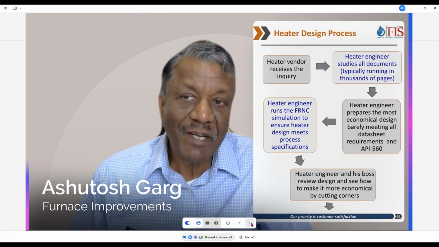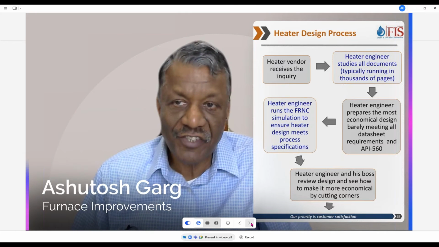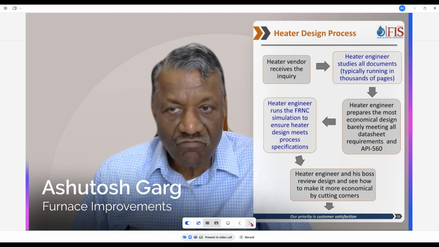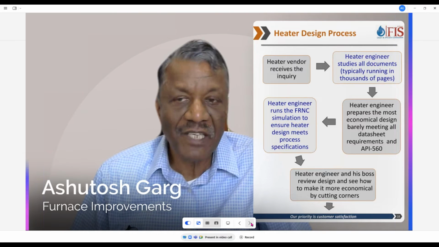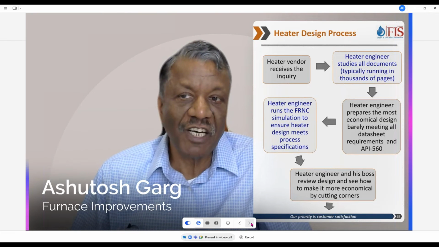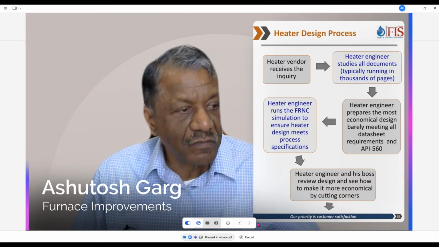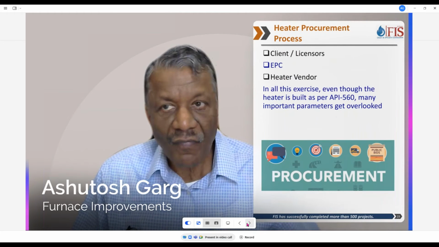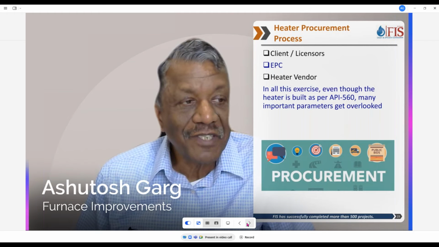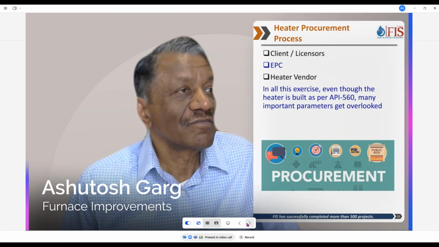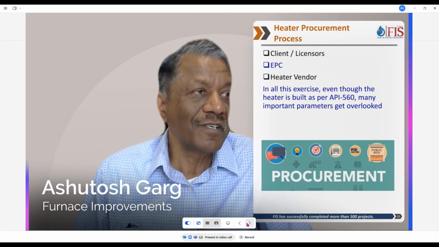So the design team develops the most economical design, meeting the process data sheet and API 560. And basically, the pressure to come L1 is so high that sometimes you even violate some of the requirements at the first go. So there are 3 entities in the fired heater procurement process: clients and licensors, EPC, and heater vendor.